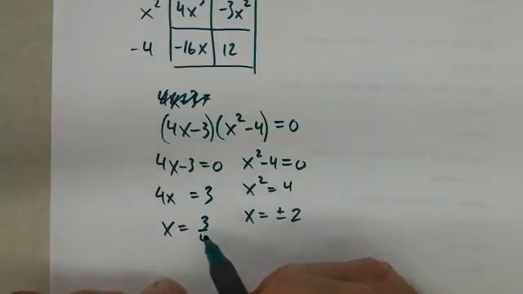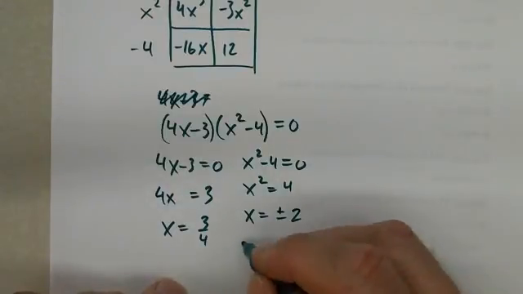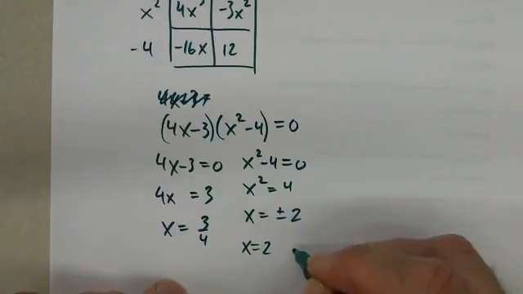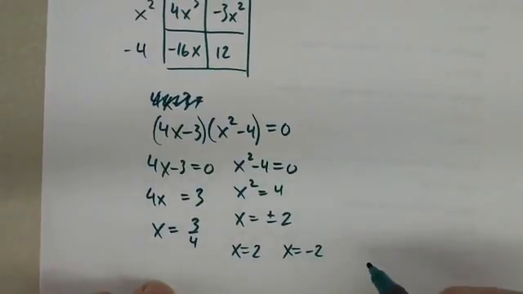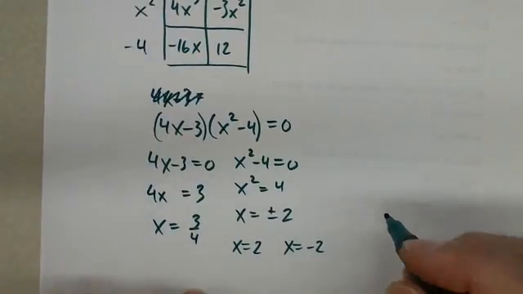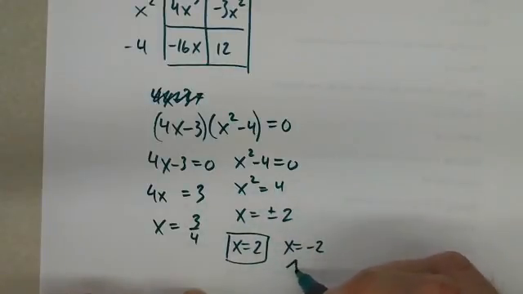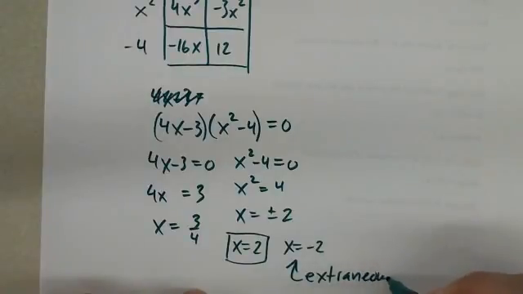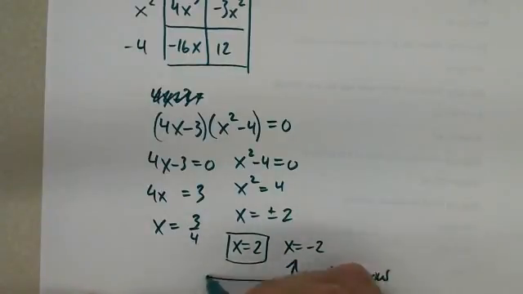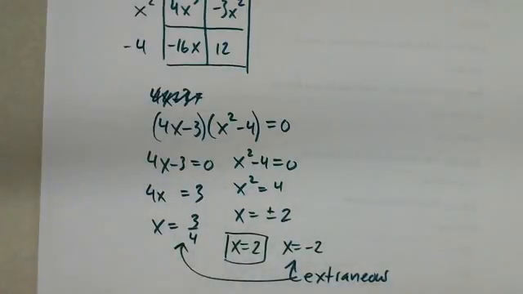If we check all three of these numbers, remember that we have to check 2, we have to check negative 2. 2 is the only solution, and this is extraneous, and so is that. All right, stop there.